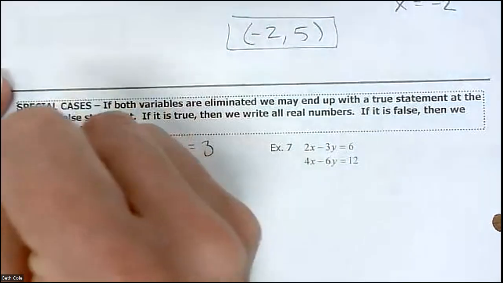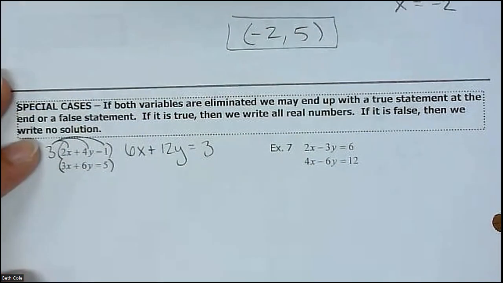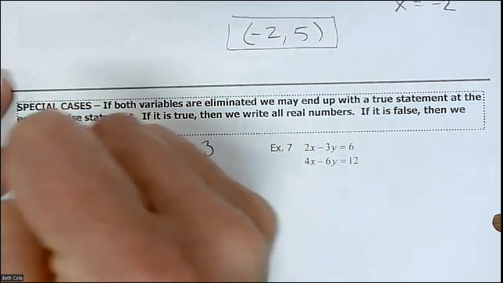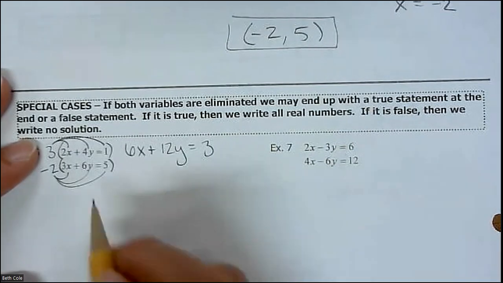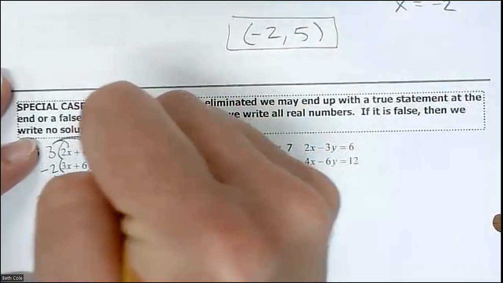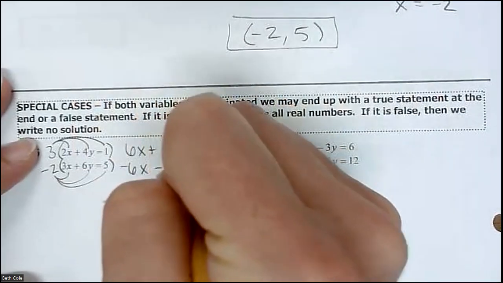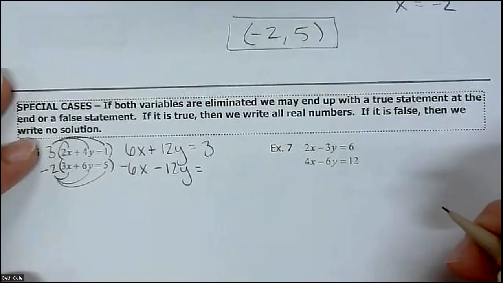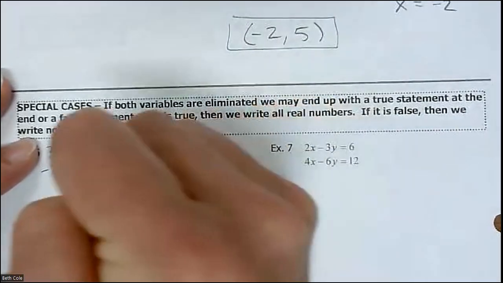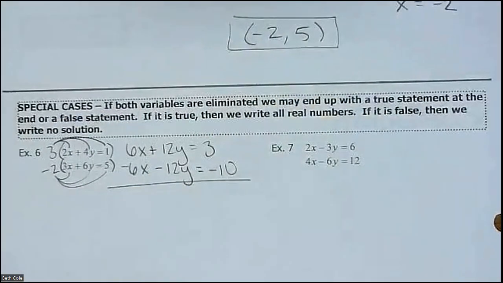Now, what would you multiply the second equation by? Not 2, -2. Distribute a -2 through there. You want one of them to be plus 6x and one of them to be minus 6x. So this will give you -6x minus 12y equals, what is that? -10.